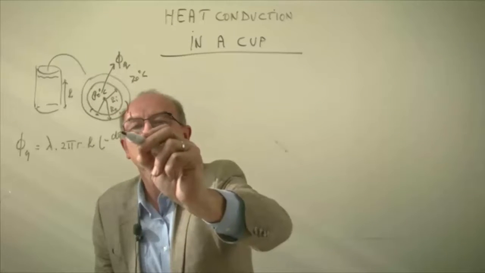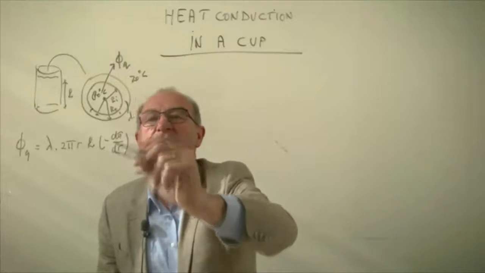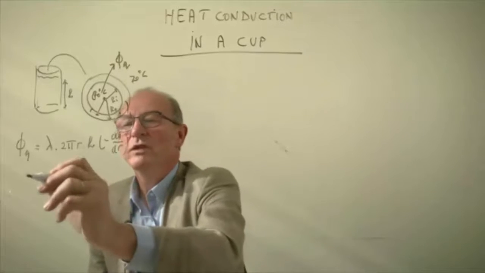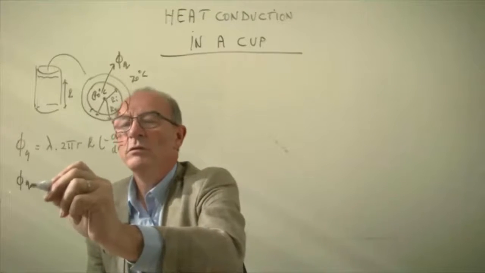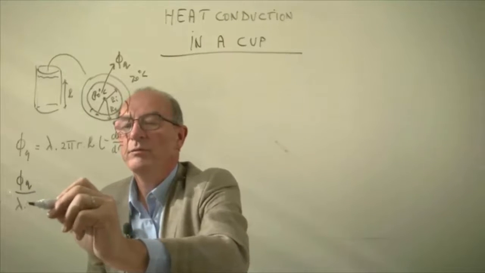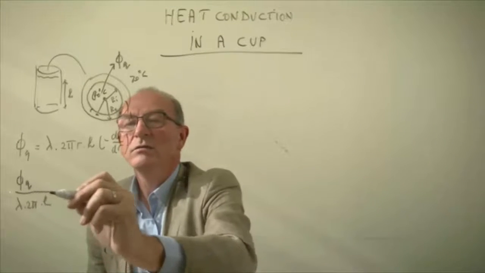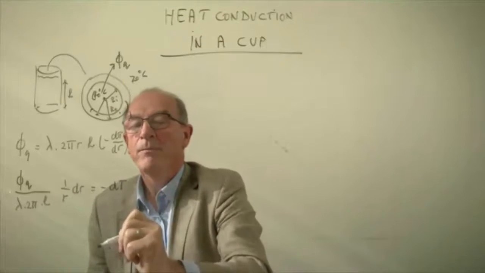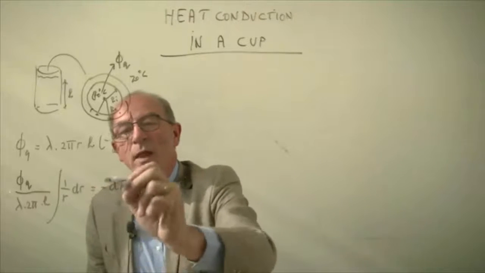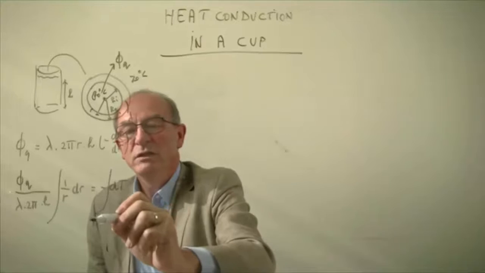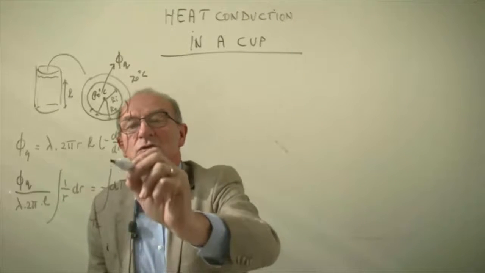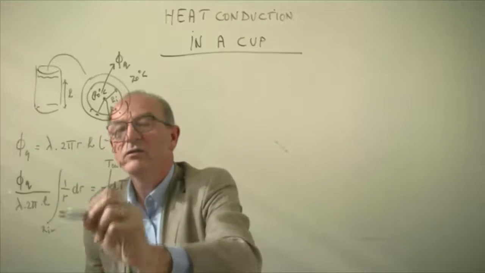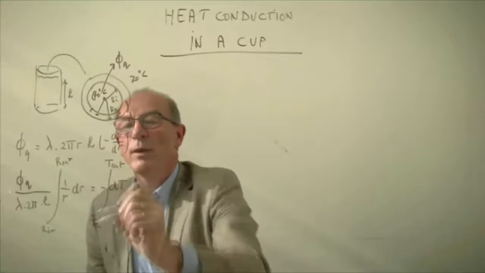multiplied by the temperature gradient, in this case in cylindrical coordinates, because we have a cylinder here. First we have to solve this, so phi q divided by lambda 2 pi and h, 1 over r dr, is equal to minus dt. We now have to integrate this both sides from T inside to T outside, respectively, and r inside and r outside.